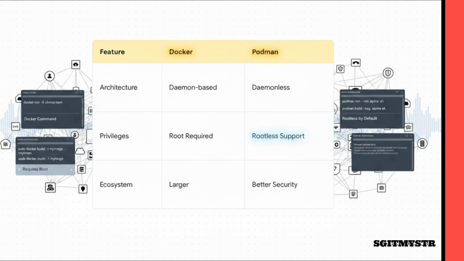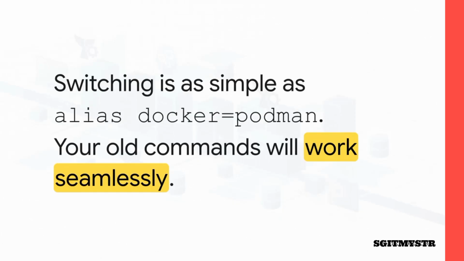Okay, let's put it all on the table and compare them side by side. Docker, it's got that central daemon. It usually needs root access, and its strength is this huge ecosystem of tools built around it. Podman, on the other hand, is daemonless. It's designed to be rootless from the get-go, and its whole focus is on being secure and simple. And get this, switching from Docker to Podman can be this easy. Seriously. You can run this one simple command in your terminal to create an alias. And from now on, every time you type Docker out of habit, your computer will secretly run the more secure, daemonless Podman instead. How cool is that?